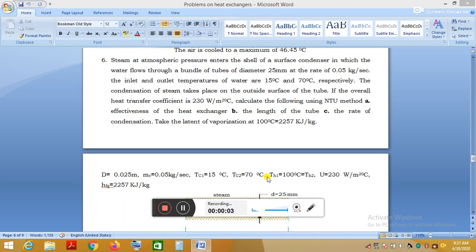Welcome to the problems on heat exchangers, to the session on heat exchangers. I am going through the next problem, problem number 6. First I am reading the problem.